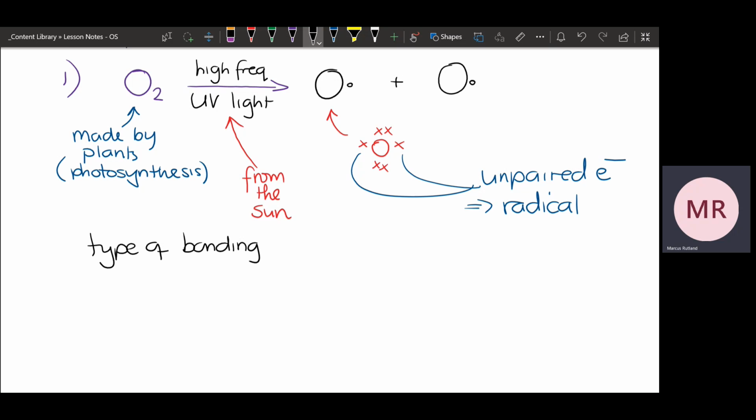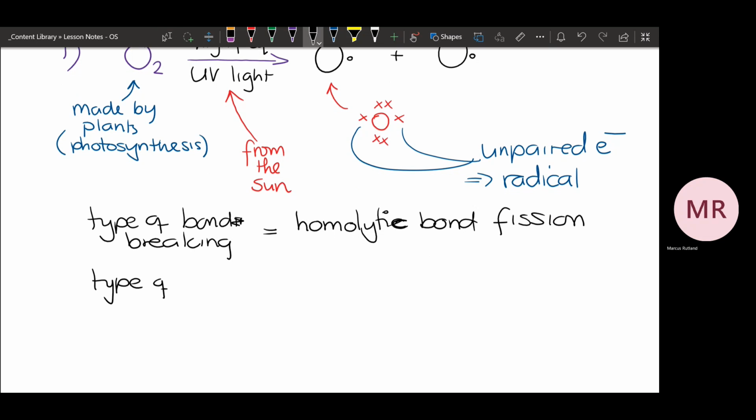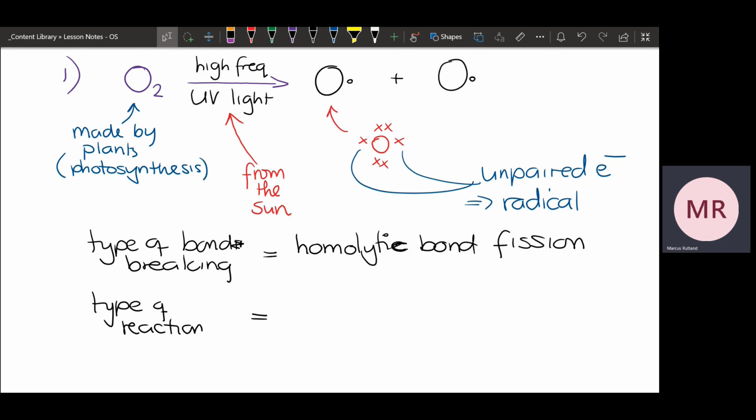If it produces radicals, there are 2 types of bond breaking that you should know about. Clue, they both have the word lytic in the name. So the type of bond breaking is homolytic bond fission. How do we know that? Because we've produced radicals. Heterolytic bond fission produces ions. What about the type of reaction? If high frequency UV light is smashing up oxygen molecules into oxygen radicals, what type of reaction is it? It's easy to get mixed up between these terms. It's a photodissociation reaction.